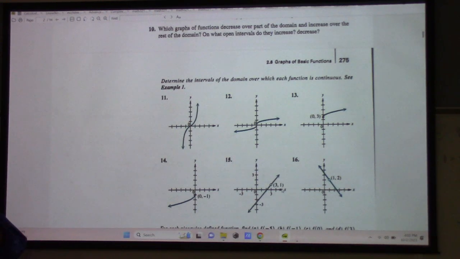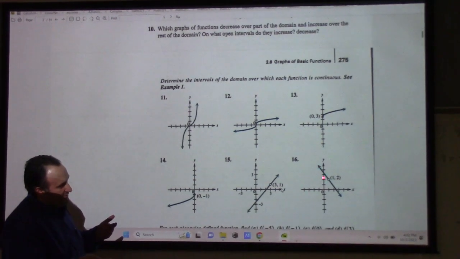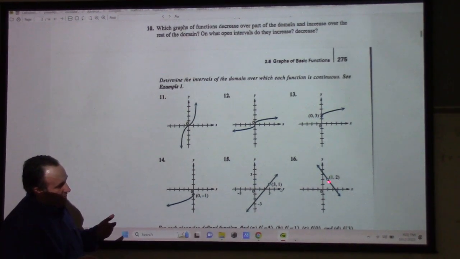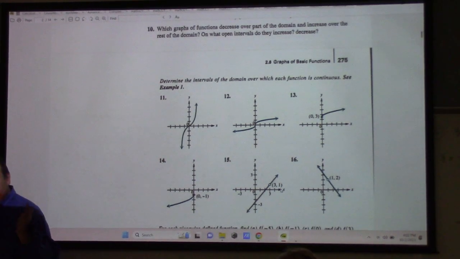So we either have to go from the left or from the right to approach such a silly feature. Right? Likewise here, there's a hole in the graph. So it'd be continuous minus infinity to 1, and then again from 1 to infinity, but not on any open interval which surrounds 1.